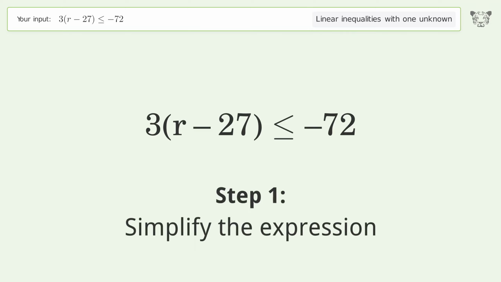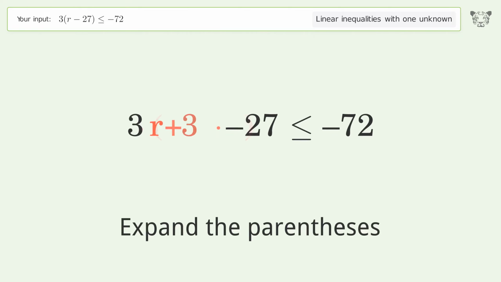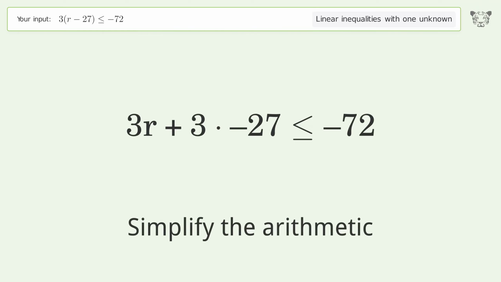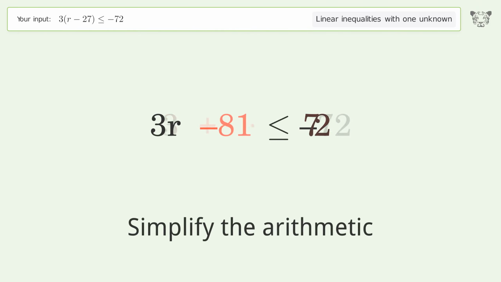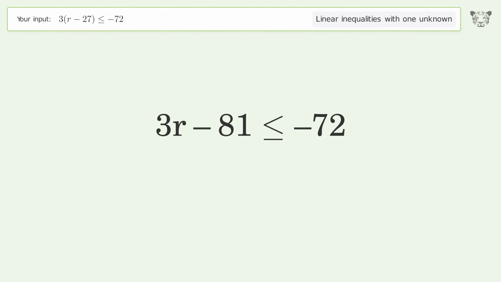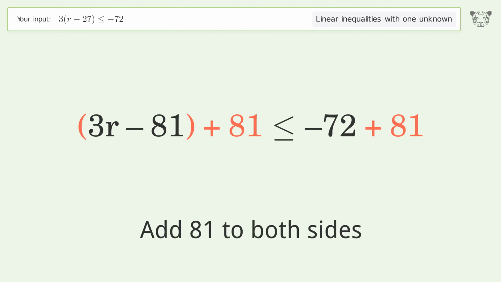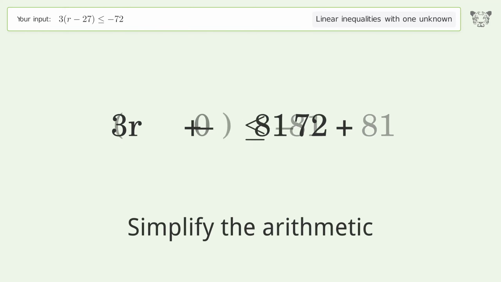Simplify the expression. Expand the parentheses. Simplify the arithmetic. Group all constants on the right side of the inequality. Add 81 to both sides. Simplify the arithmetic.